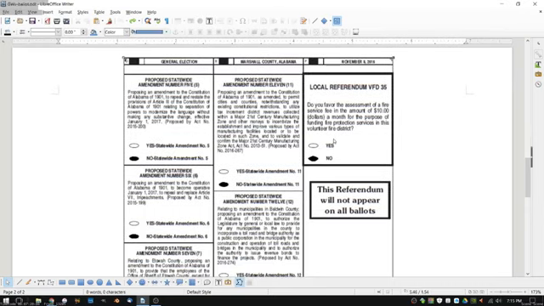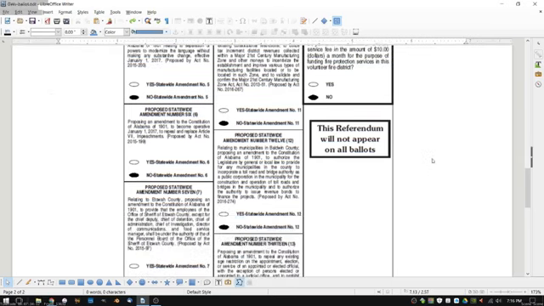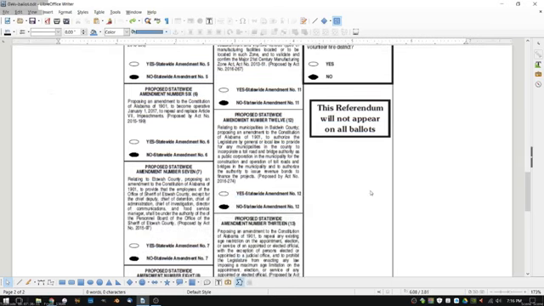For number 11, I'm going to vote no. This would give the city or county the sole discretion to determine the sale price of property. I don't believe they should have the sole discretion to determine the sale price of property, so that's going to be a no vote there.